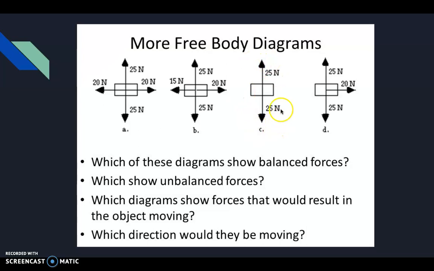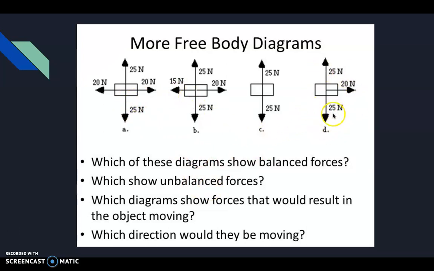And so looking at this example here, this is a balanced force because each force acting on this object is the same. What we do is we then subtract them from one another to get zero. Whenever you get zero, something called the net force, that also lets you know that a force is balanced.